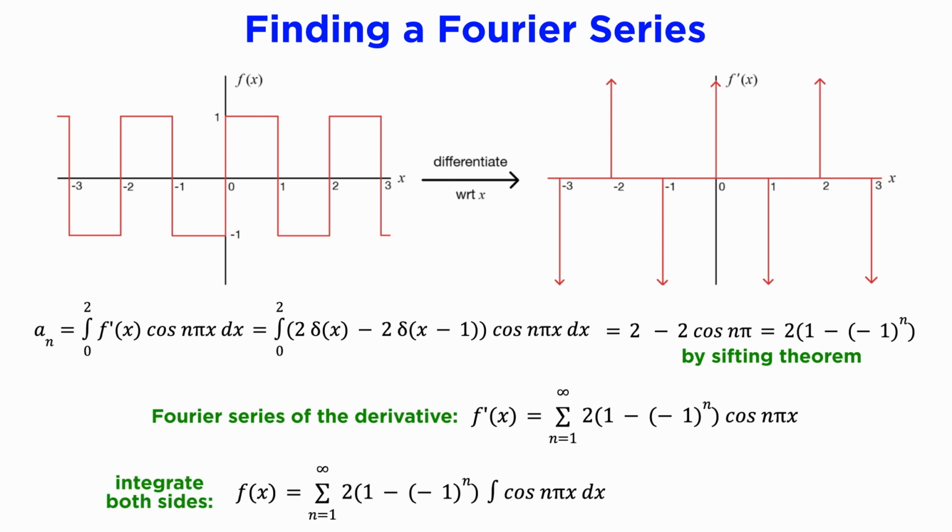All that's left to do is integrate this series term by term to get the Fourier series of f of x. Cosine of n pi x becomes 1 over n pi times sine of n pi x, and the constant of integration corresponds to the mean value of f of x, which we already know is 0, so we get the same answer as before.